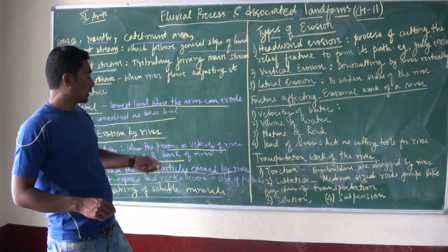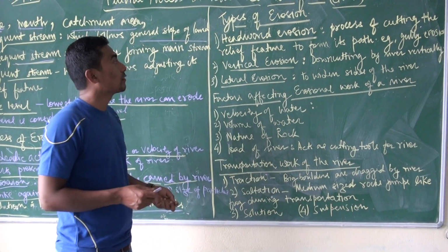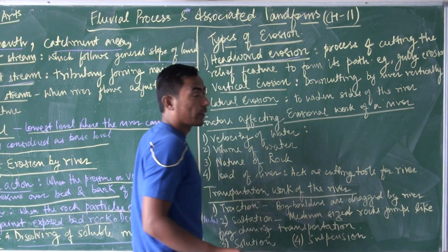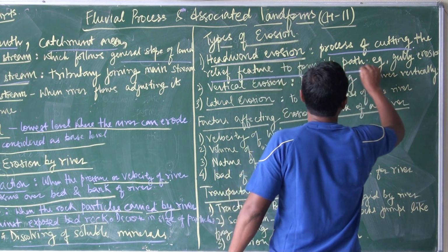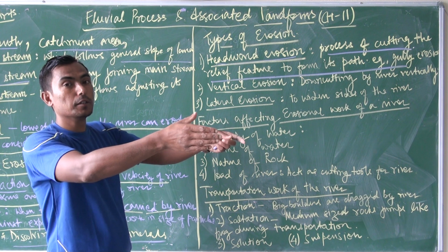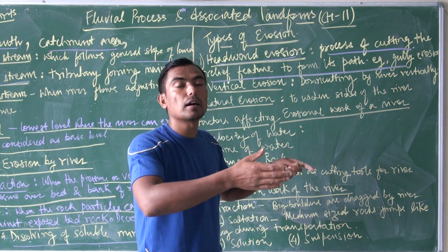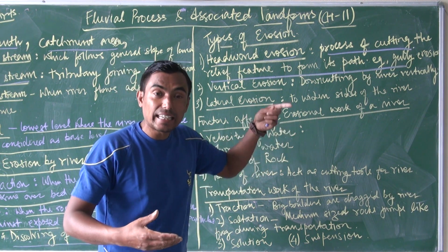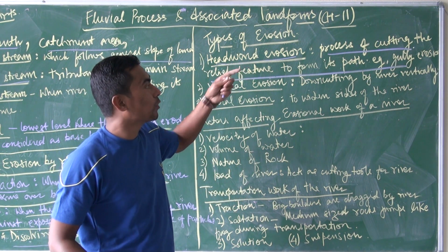Now, next, types of erosion. In terms of types of erosion, there are three types. First one is the headward erosion. Headward erosion means the process of cutting the relief feature to form its path. It means to make a permanent path for the river to flow entirely throughout its life. Clear? That is called headward erosion.